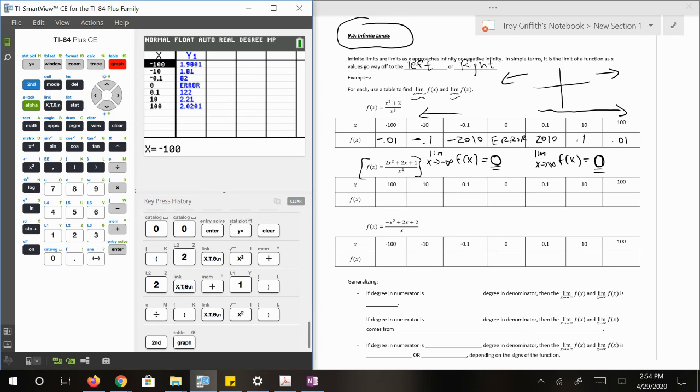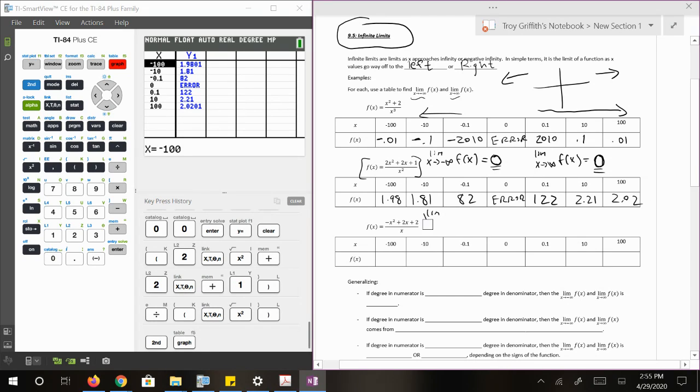1.98, 1.81, 1.82. Once again, I see an error right here because I can't divide by 0. 2.22, 2.21, and 2.02. Okay, so let's see if we can come up with limits here for as we approach negative infinity and as we approach positive infinity for this particular function.